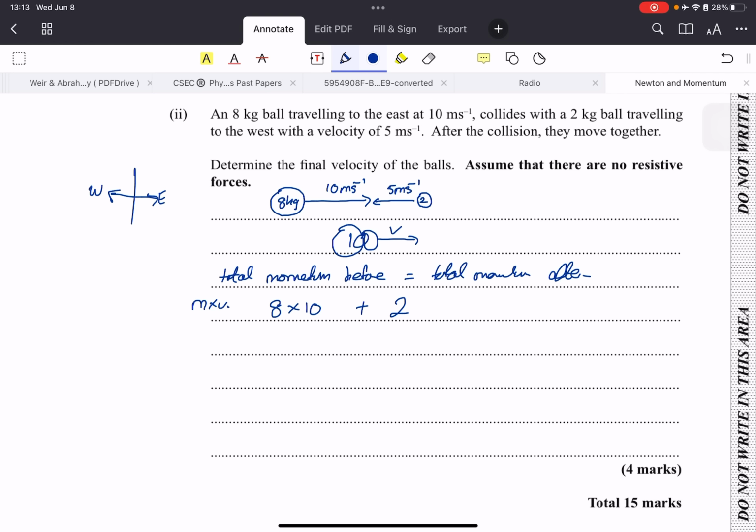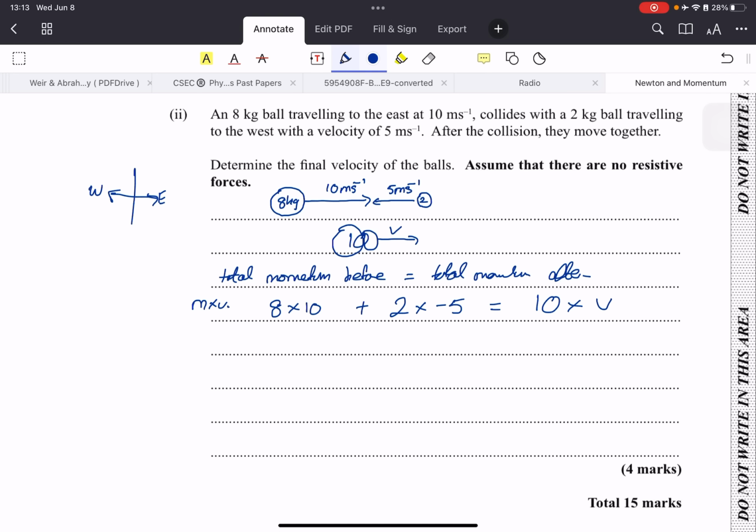So it is not really moving at 5 meters per second, it is moving at minus 5 meters per second, okay? That is what vectors mean there. Remember, vectors have a direction. This is not speed, this is velocity, okay? So it's going to be 2 multiplied by minus 5, right? So that will be the total momentum before. And now this is going to be equal to the two of them combined, so the mass will be 10 multiplied by v. We don't know what v is, right? That's what we're trying to find.